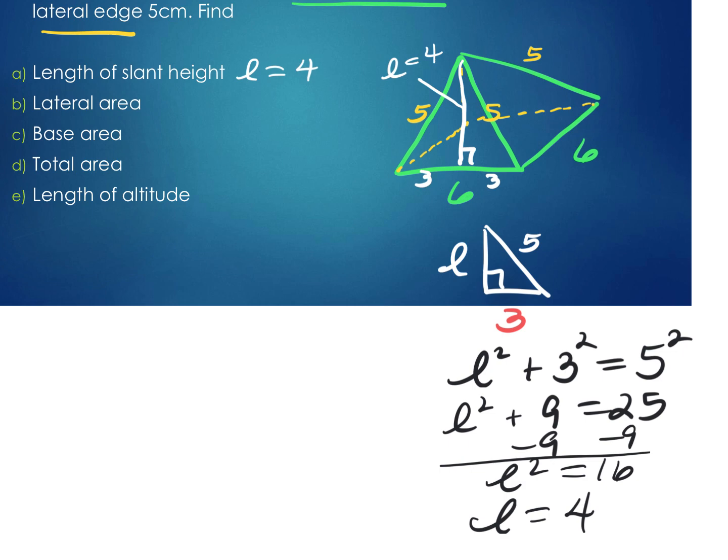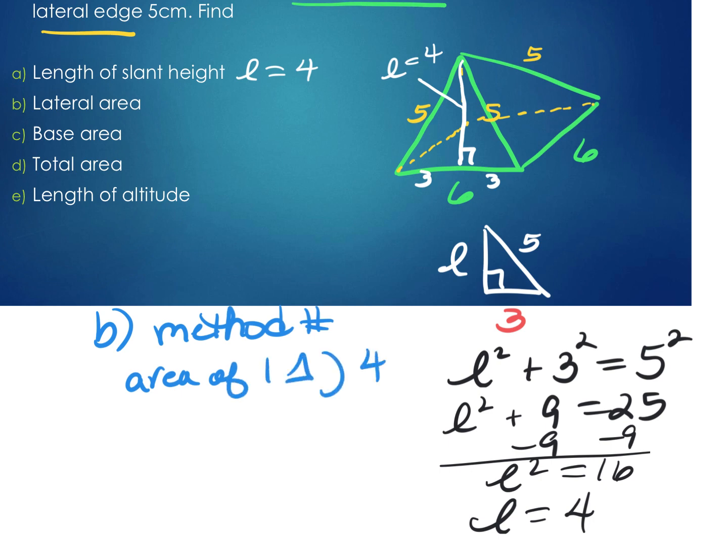Next, for part B, it wants the lateral area. Now, technically what I can do here is find the area of this triangle right here and then times it by 4. That would be method 1. So for part B, method 1 would be to find the area of one triangle and then times it by 4, because there's 4 of them.